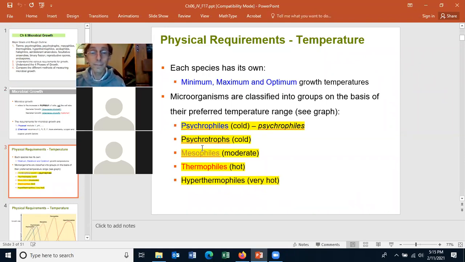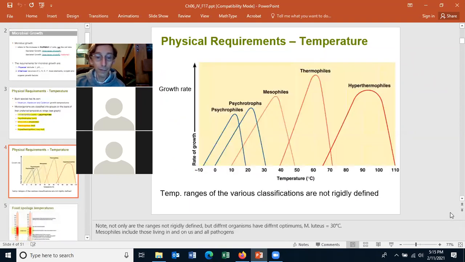We can classify microorganisms into their temperature groups, the preferred temperature that they like to grow in. And with those, we've got the psychrophiles. These are the organisms that grow at 10 degrees Celsius or a little less, but not usually down to freezing. They'll have to have an antifreeze in them to grow below 0.